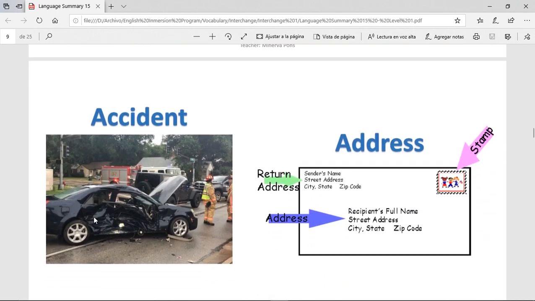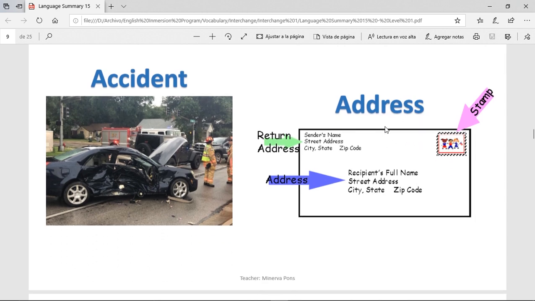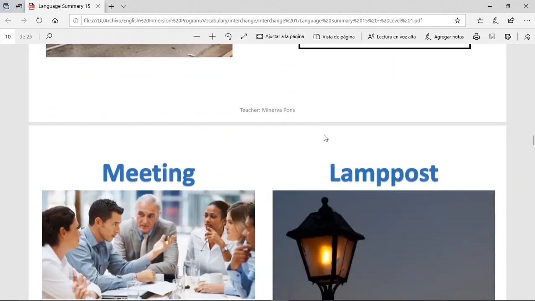An accident. This is an accident, for example. Address. The address is the street or city or place that a person resides. Basically where they live. Basically, the address is saying like, oh, in Santo Domingo, in a residential, in the street, what, and everything else. Okay, that is the address. We usually put it on mail.